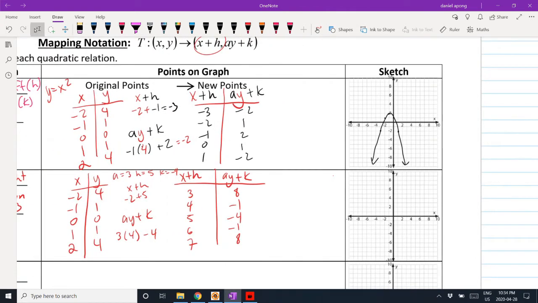Okay, so we have when x is equal to 3, y is equal to 8. Right? When x is equal to 4, y is equal to negative 1. When x is equal to 5, y is equal to negative 4. When x is equal to 6, y is equal to negative 1. And when x is equal to 7, y is equal to 8 again. So there we are. See our parabola being formed, and then we can just draw our parabola. And you can see how skinny it is because there is a stretch.